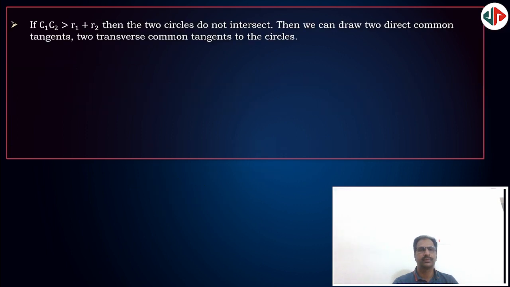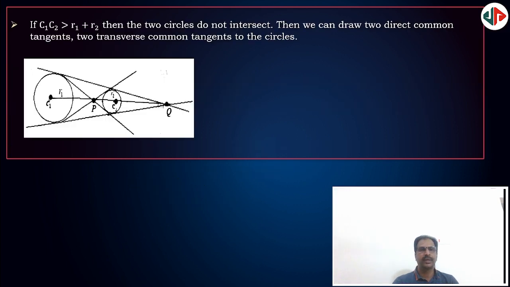Next, relative positions of two circles. That is, if two circles are given, how to check whether they are intersecting or whether they are touching externally or internally. For that we have to find two values: one is the distance between centers, and the other is the radii of the two circles.